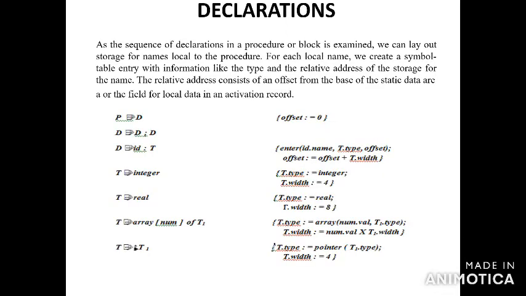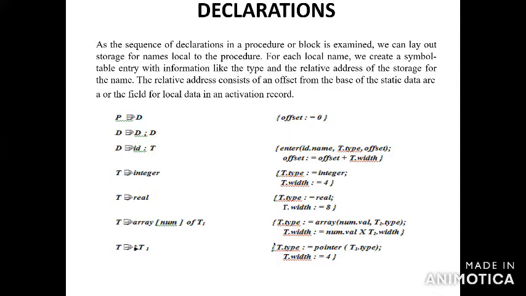For the sequence of declarations in a procedure, you have to examine the given block. All the data can be stored in the symbol table entry. For each name you declare, information is stored, such as the data type. For data types, you declare integer and real. Integer specifies the width of the integer, which will be 4. Real will be 8. Then what is the offset value for the given declaration part? The offset is initially declared as zero.